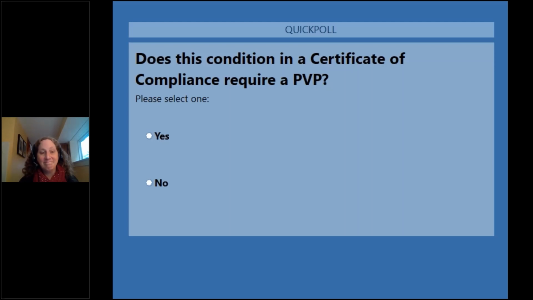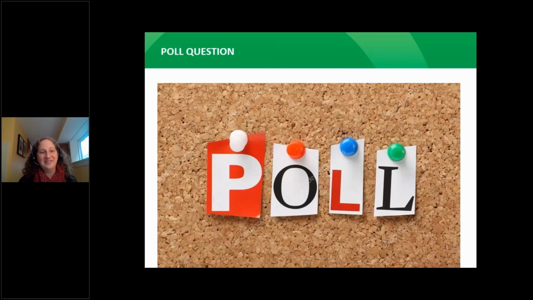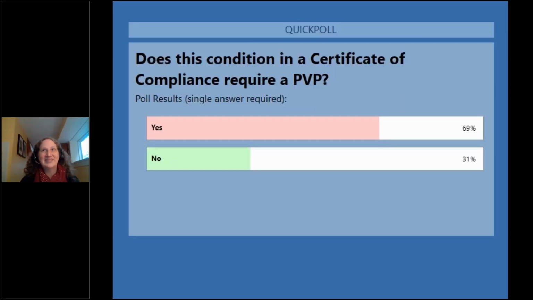So do you think this risk condition in a certificate of compliance would require a PVP? Thanks, Lavinia. Just a reminder, organizers can't vote on this one, so we won't stack the responses. The voting has slowed down, so I will close it now. Oh, that's great. Thank you. And we'll show the results. Oh, wow. That's interesting results.